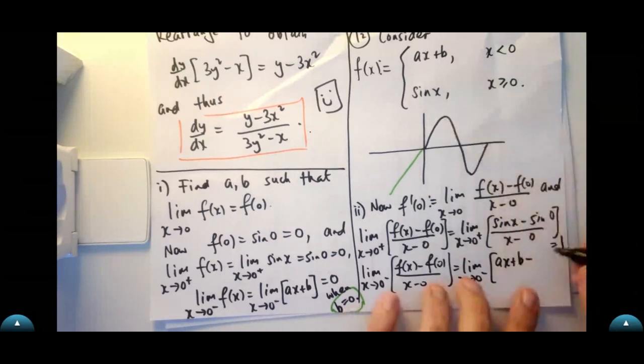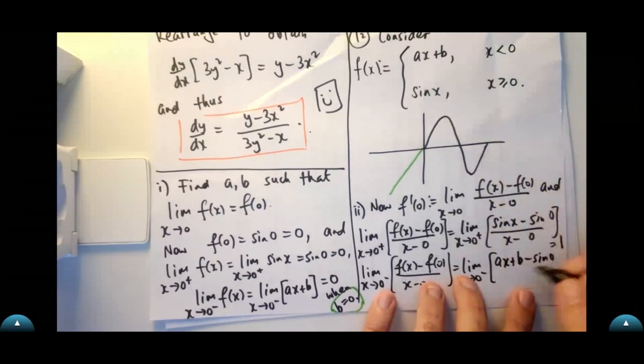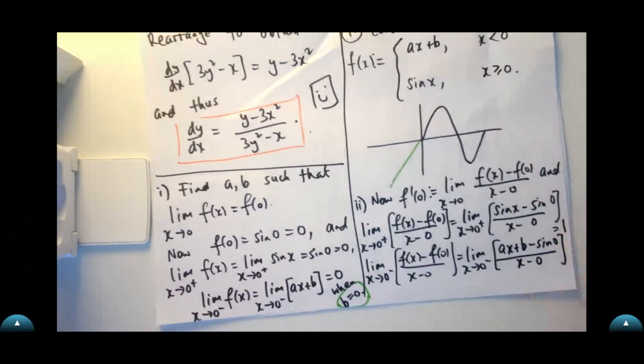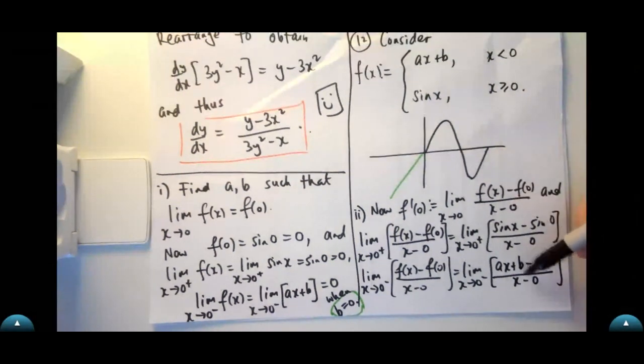F of 0 is sine of 0, which is 0. All right, so now the question is, that's 0, that's 0. If I take this limit, the b on x, that's going to go to infinity. So do we know anything about b? What does b have to be? What value of b has to occur here?